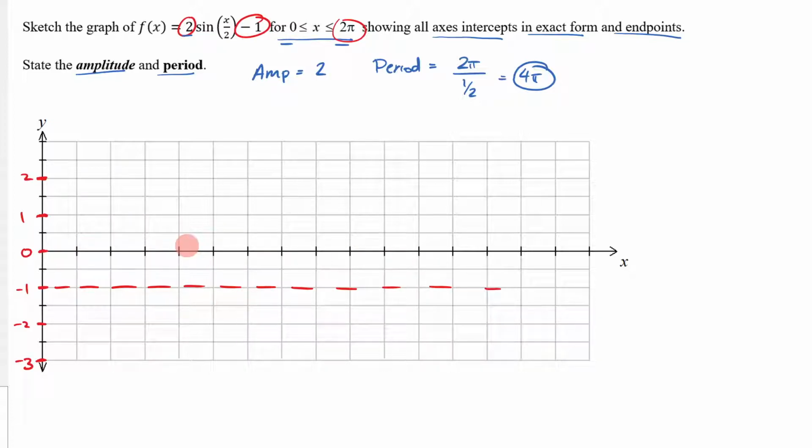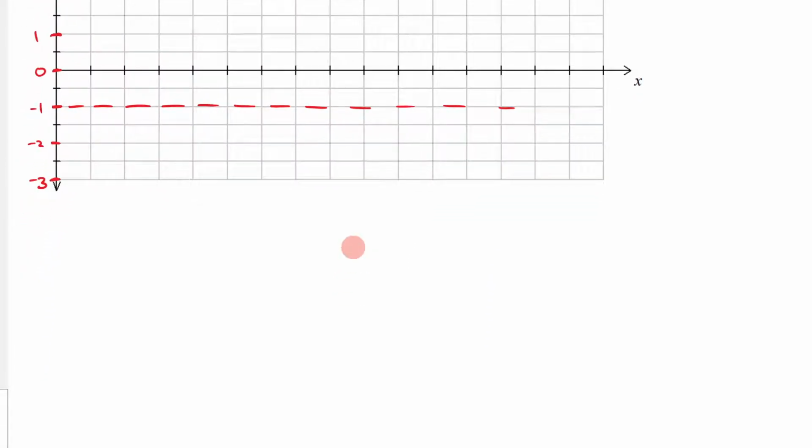We need to figure out x-intercepts. So before we jump into this, let's figure out some x-intercepts here. So remember, the way in which you find x-intercepts is you let y be equal to 0. So that means I'm going to set this equal to 0 and get 2 sine of x on 2 minus 1 equals 0, and I also need to consider this over the domain, which is 0 to 2 pi.